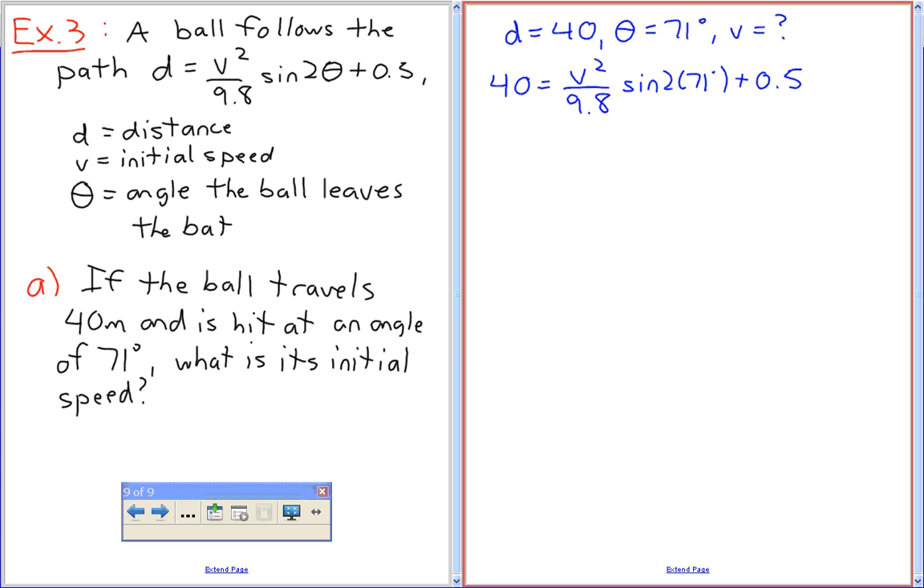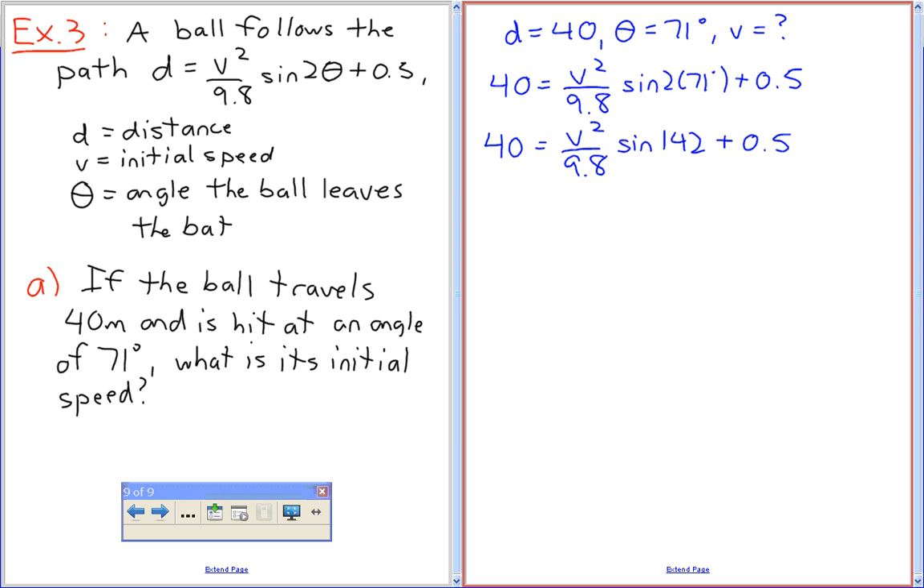All right, so again, Luke, fill in everything, good. V squared we're solving for. That's the unknown. Now, one thing I want to make sure, because a lot of people mix this up on their choice assignments: the 2 and the 71 go together. If you see something besides sine and then a number after it, it sticks with it. So I'm going to write this as 40 equals v squared over 9.8 sine 142 plus 0.5. Everyone see that, right? It was 2 theta, so whatever the angle is connects right with it.